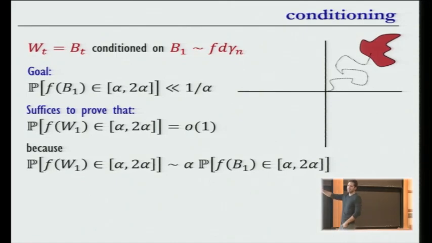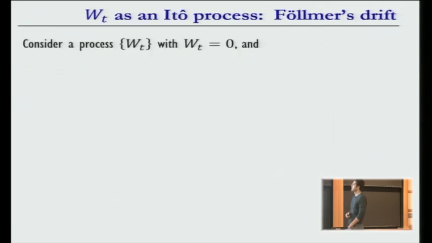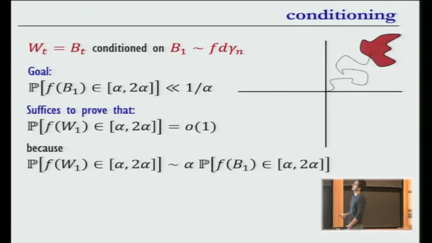Okay? But the point is that at least this conditioning achieved what we want, which is that now we just need to prove that some probability goes to 0 with alpha, instead of having to prove that it goes to 0 very fast with alpha. The problem is that the conditioning could have totally destroyed the process. Maybe we have no control on this process now.